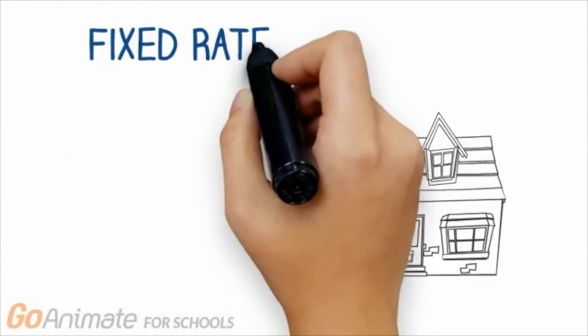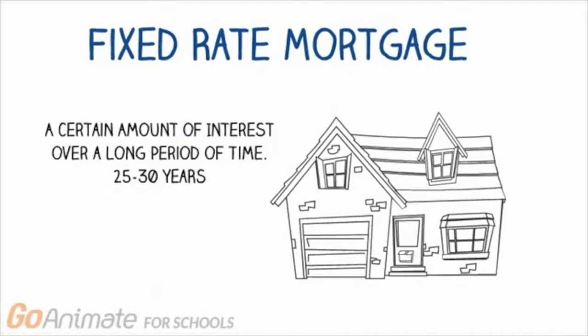What I've been talking about here is called a fixed rate mortgage. That is a certain amount of interest over a long period of time, 4% say over 30 years. But there also is another type, there are several other types of mortgages.